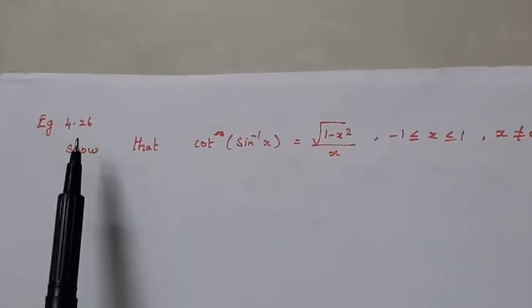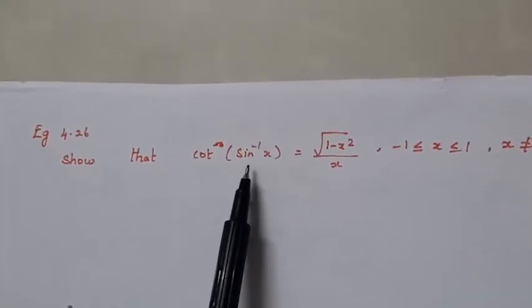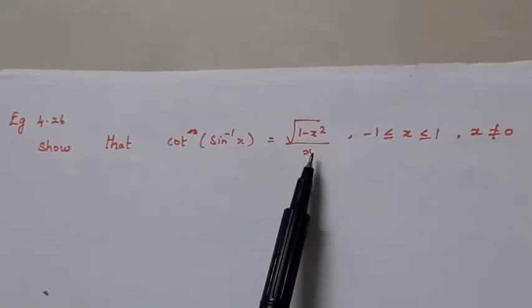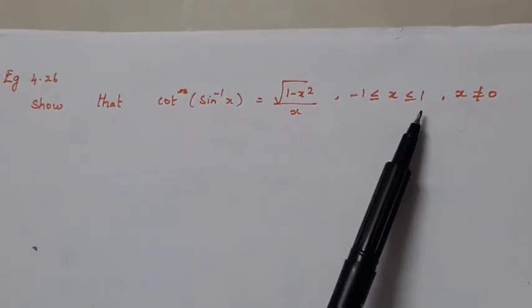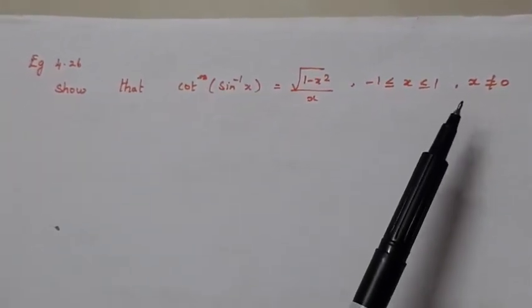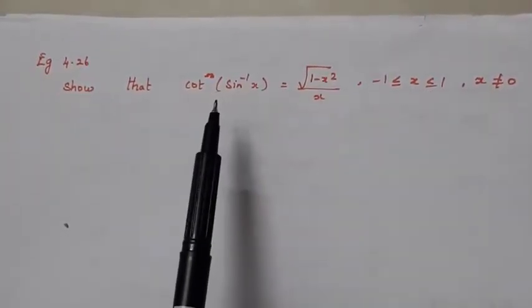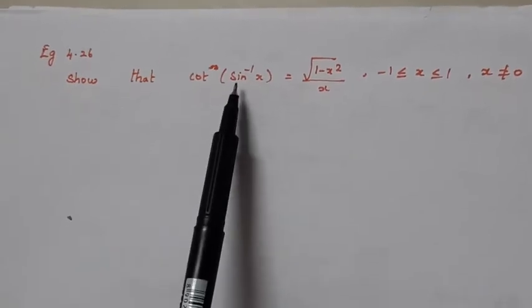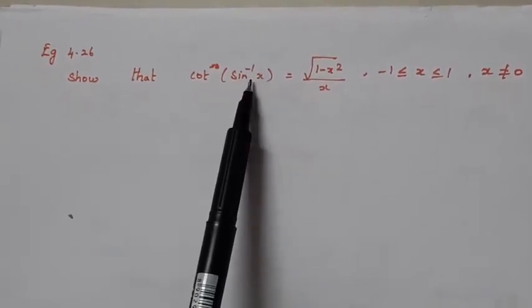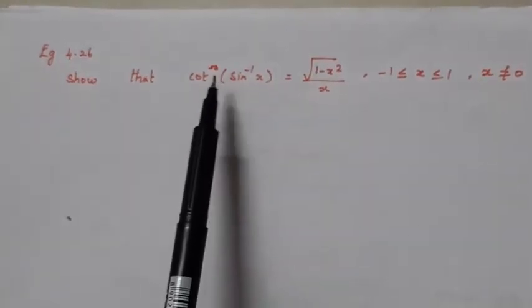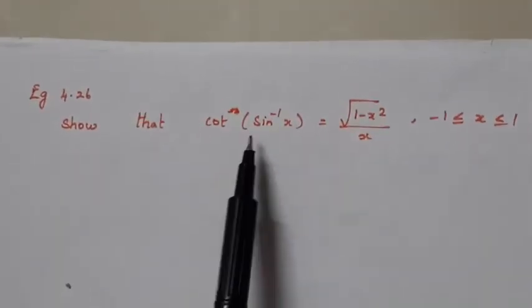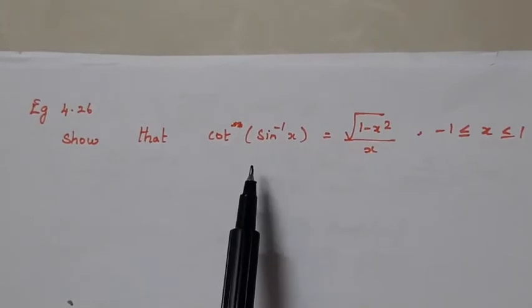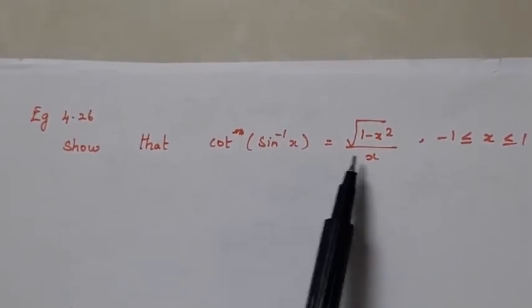Example 4.26. Show that cot of sin inverse of x is equal to root of 1 minus x squared by x, where x lies between minus 1 to 1 and x is not equal to 0. In order to show this, if we take sin inverse of x as theta, it will become cot theta. Cot theta means cos theta by sin theta. So, using sin theta, if we find cos theta, we can get the required answer.